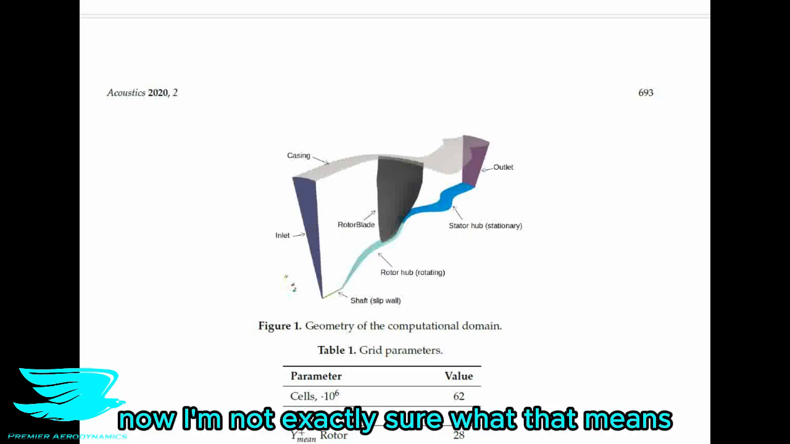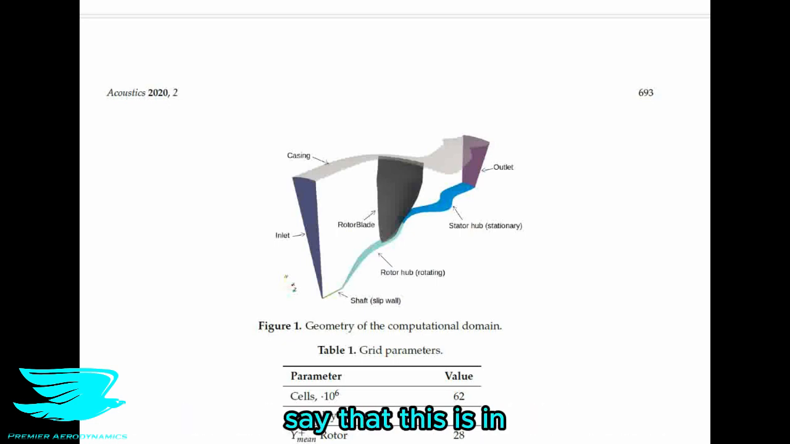Now, I'm not exactly sure what that means, because they say that this is in relation to the speed that results in the fan producing most noise. But I don't know if it is running at 62% of the speed of the fan that produces the most noise, or if they're running at 62% of the speed, and that speed produces the most noise. I'm not sure which one they mean there. I think it's the former, where the speed that produces the most noise, they're running it at 62% of that. So perhaps that is another topic though.